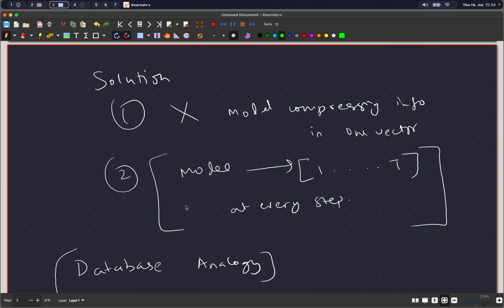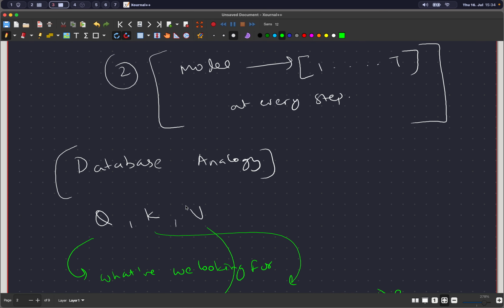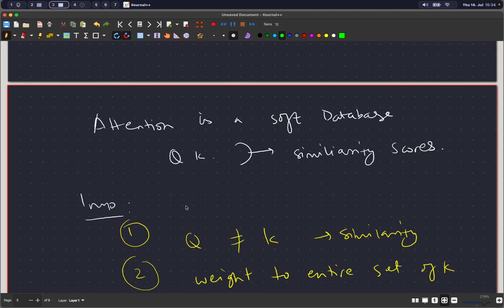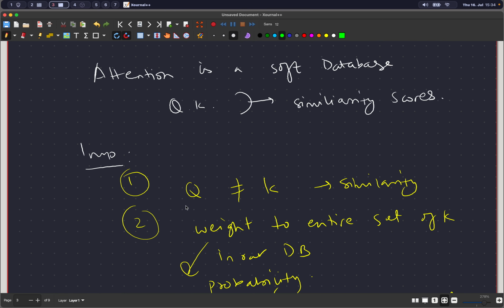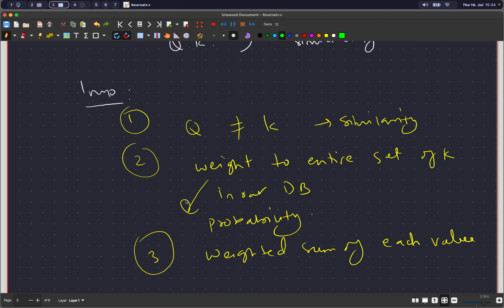So attention provides a solution. It asks the question: what if the model can look back at the entire input sequence at every step instead of just compressing the info into one vector? Then we looked at the database analogy, where Q, K, and V are matrices. Q is what we're looking for, K is the index in the data, and V is the actual value that we have stored. Attention is a soft database where we don't look for the exact match between Q and K. We just look for similarity.